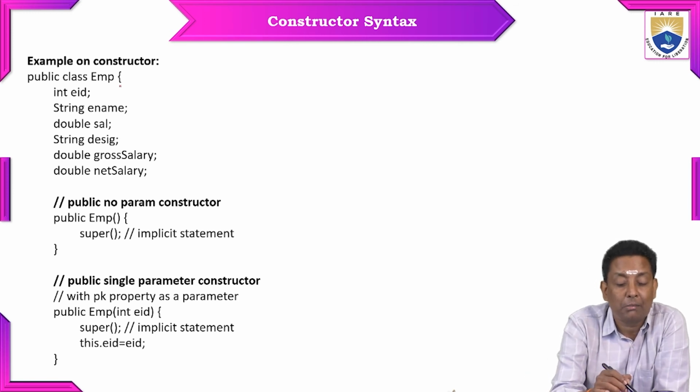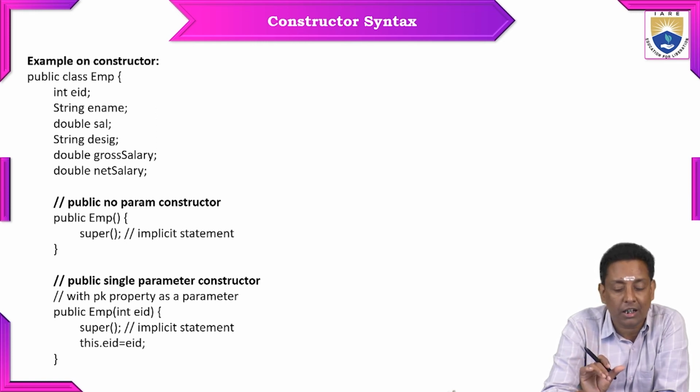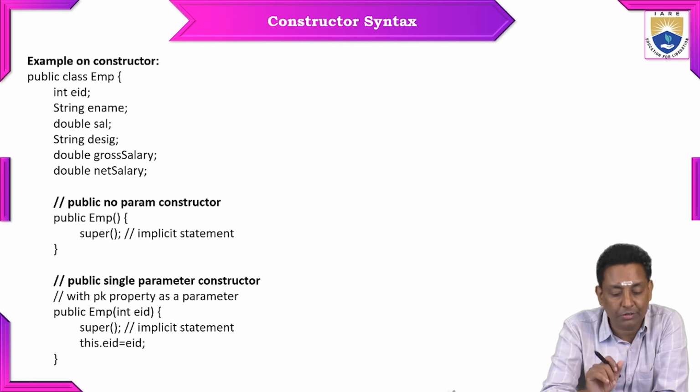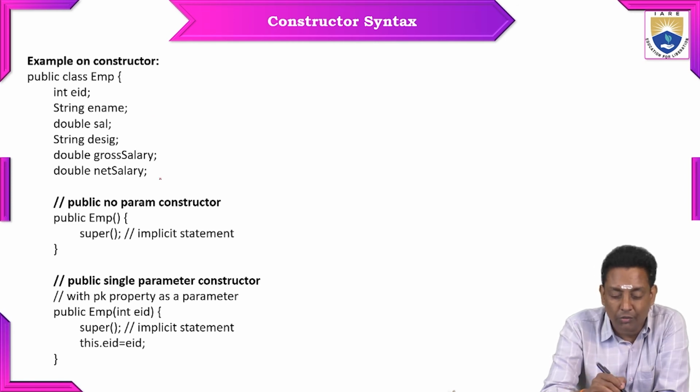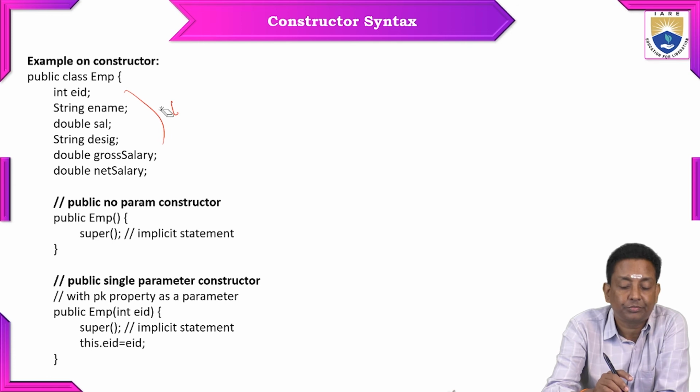The public class has int employee name, string salary, double designation, string gross salary, double net salary, double. Employee name, salary, designation, gross salary, net salary: 6 variables. But don't worry about whether they are private or public. Forget about that. The class has 6 instance variables.